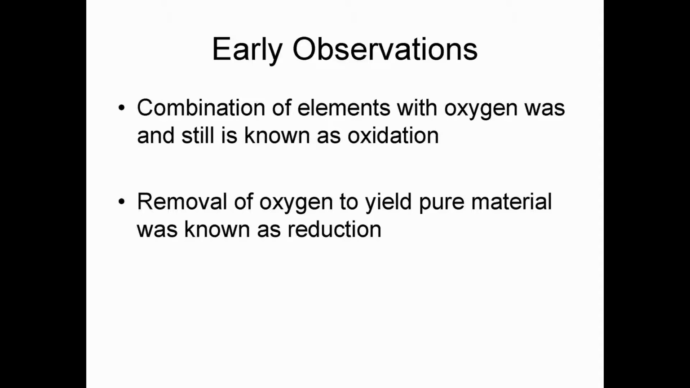Early on, scientists defined any combination of an element with oxygen as an oxidation. As science advanced, scientists realized that when oxygen combined with other elements, the oxygen would gain electrons and form, in most cases, a -2 ion, and the other element would lose electrons and form positive ions. And so the name oxidation originally, combination of an element with oxygen, was called an oxidation, and that makes sense just based on the name.